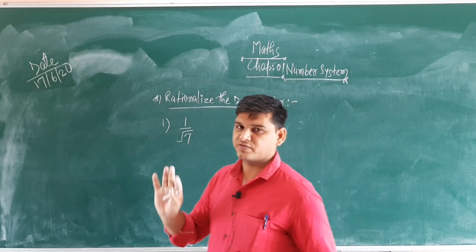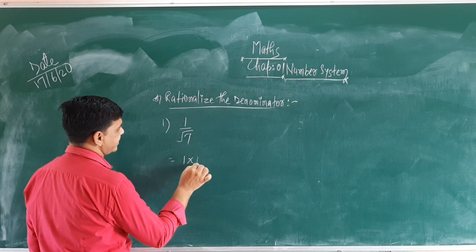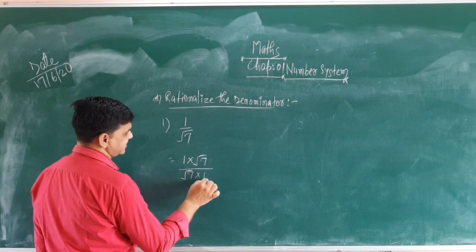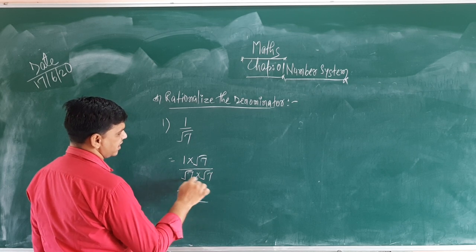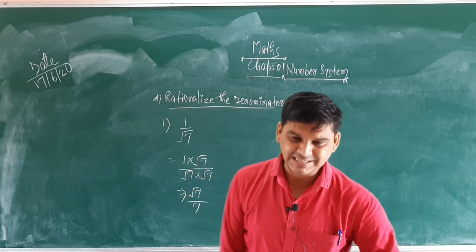Here it is a monomial, so we don't have to change the sign. Directly multiply 1 into root 7 upon root 7 into root 7. Same number we have to multiply. Root 7 into root 7 is 7. So the rationalized form is root 7 by 7.